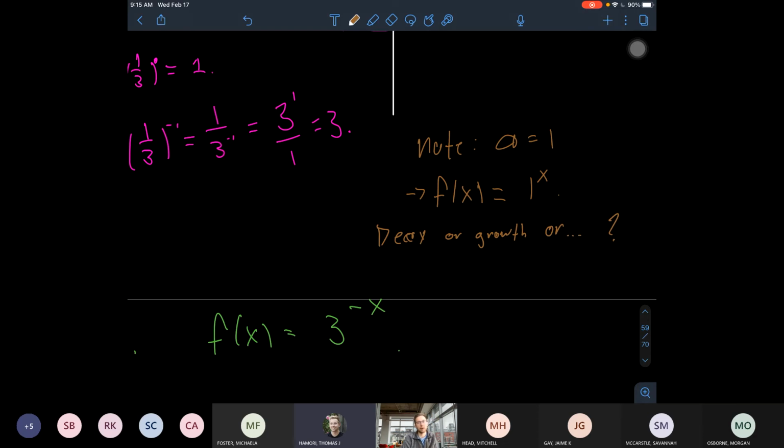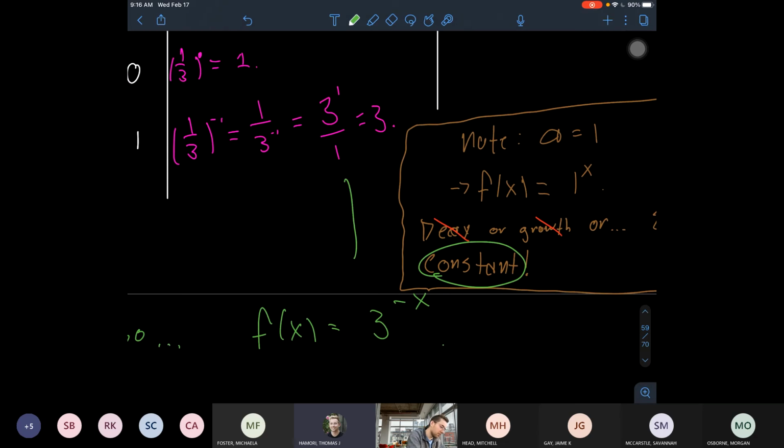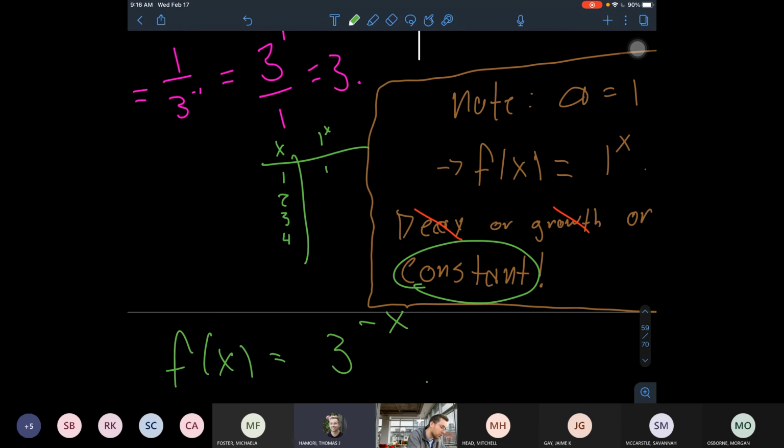What would happen if we just had 1 to the power x? Yeah, Savannah's got it. It's going to be constant. Why? Because you can just make the table, right? Try 1, 2, 3, 4, and on the right-hand side we'll do 1 to the x. Well, 1 to the power 1 is 1. 1 squared, that's 1 times 1 is 1. 1 cubed, that's 1 times 1 times 1 is 1. All right, and so on and so forth.